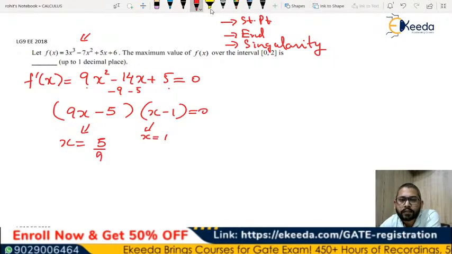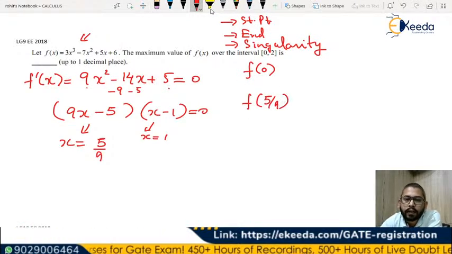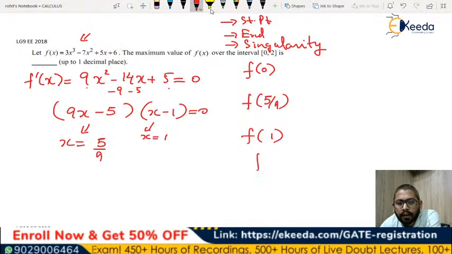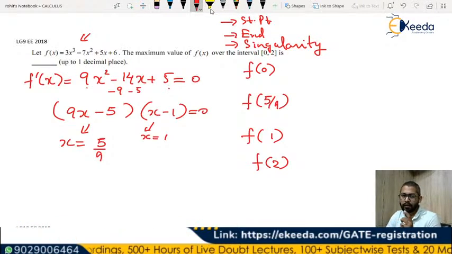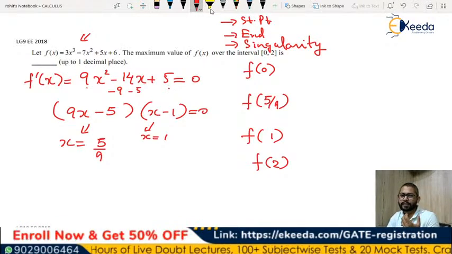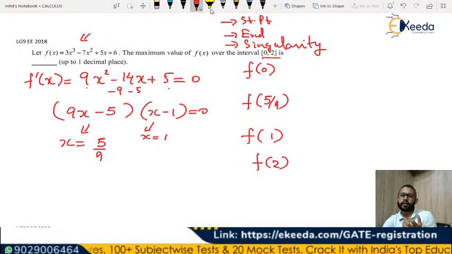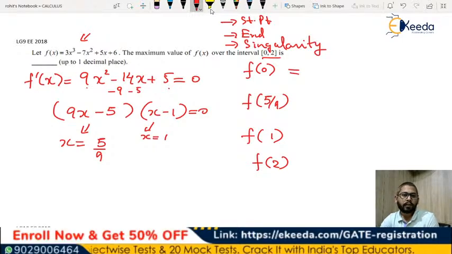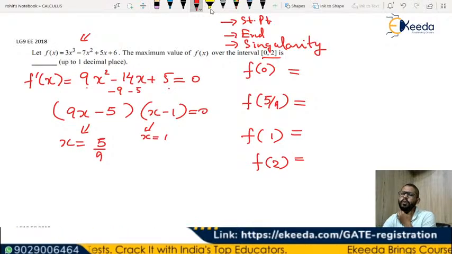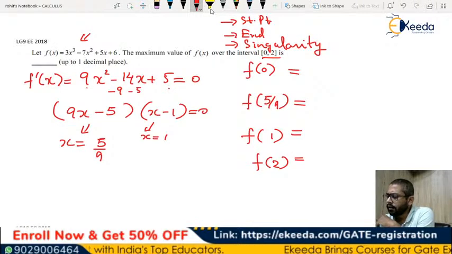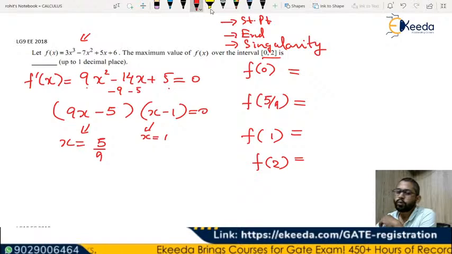So all you have to do is find the value of f of 0, f of 5 by 9, f of 1 and f of 2. So you have to find the values at stationary points, which are 5 by 9 and 1, and the end points which are 0 and 2, like the intervals are given, right, 0 to 2. So find the function value at these points and check for the maximum value. Out of this, the maximum value will be the answer. The answer is going to be, I think, 12 or something. I think it will be for the case of x equal to 2 and the answer will be 12.